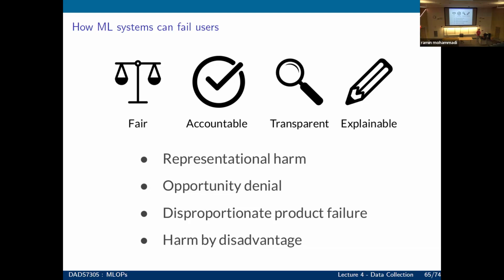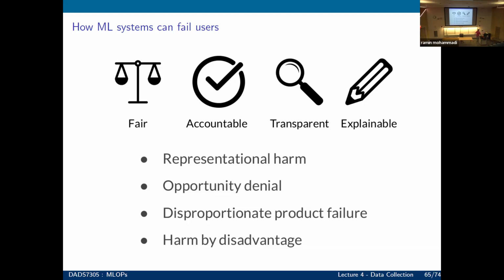Disproportionate product failure is a scenario where certain groups get a lower benefit. Maybe you're doing an ad, and your ad gets promoted less often compared to other companies' ads, because the algorithm somehow picks the other one for promotion more. And the last one, harm by disadvantage, is where your model associates a certain demographic with some disadvantage based on some other people. It's kind of like your model says, okay, this person did this crime, so this other person will do this crime because they are similar. That's harm by disadvantage.